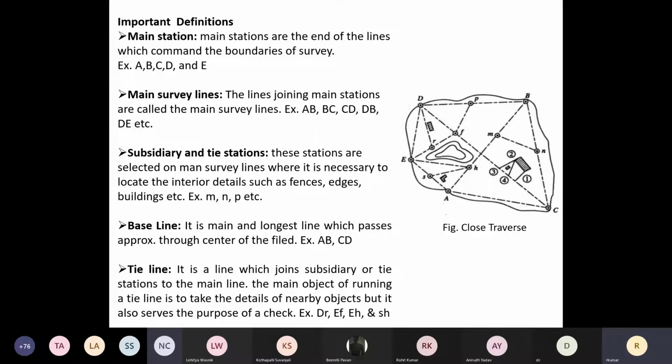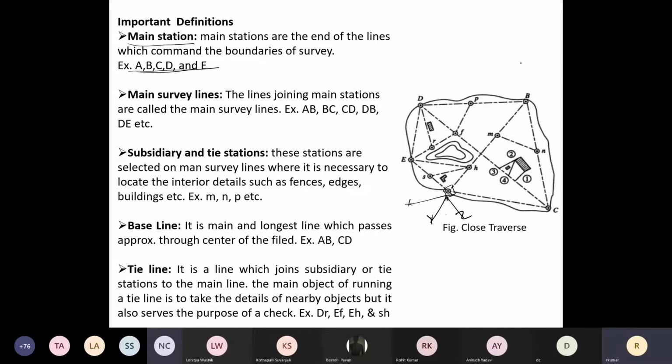So before we go into details, there are some important definitions. See, here you see the main stations A, B, C, D, E. They are all main stations, and they will be fixed by pegs. Suppose this is A. I will put a peg and fix it. Always remember this A station should be fixed by some reference point, meaning a permanent reference point. Suppose it's X, Y, Z. I will fix this A with permanent stations.